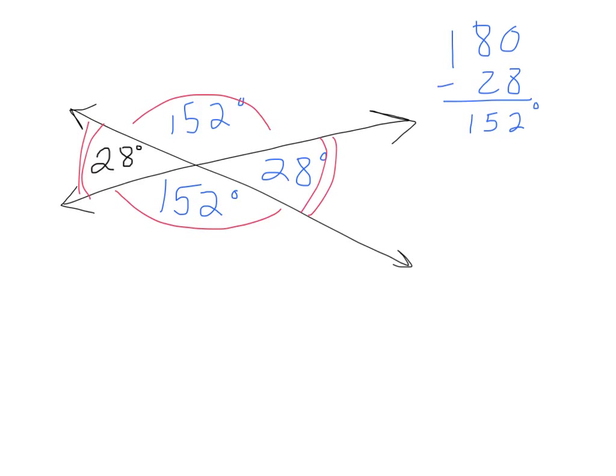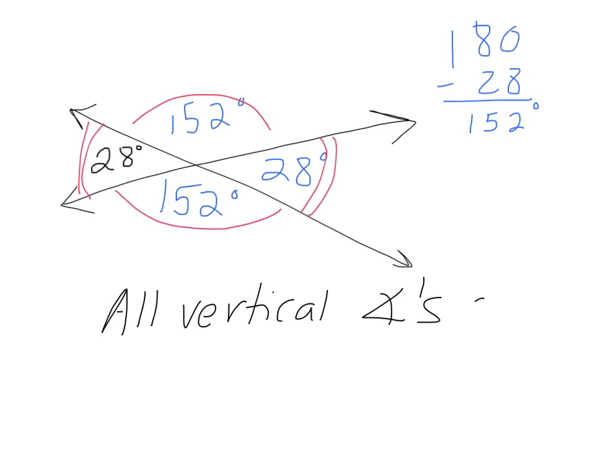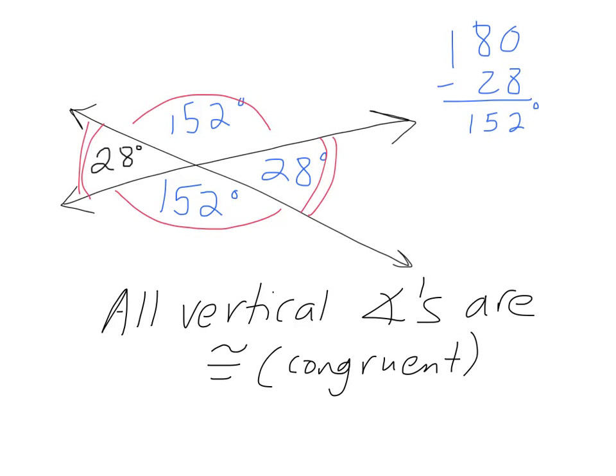So what is this quick demo really trying to show you? That all vertical angles, a little shorthand there for angles, are congruent. That symbol means congruent. You have the squiggly above the equal sign. So that's going to be a very, very important idea.